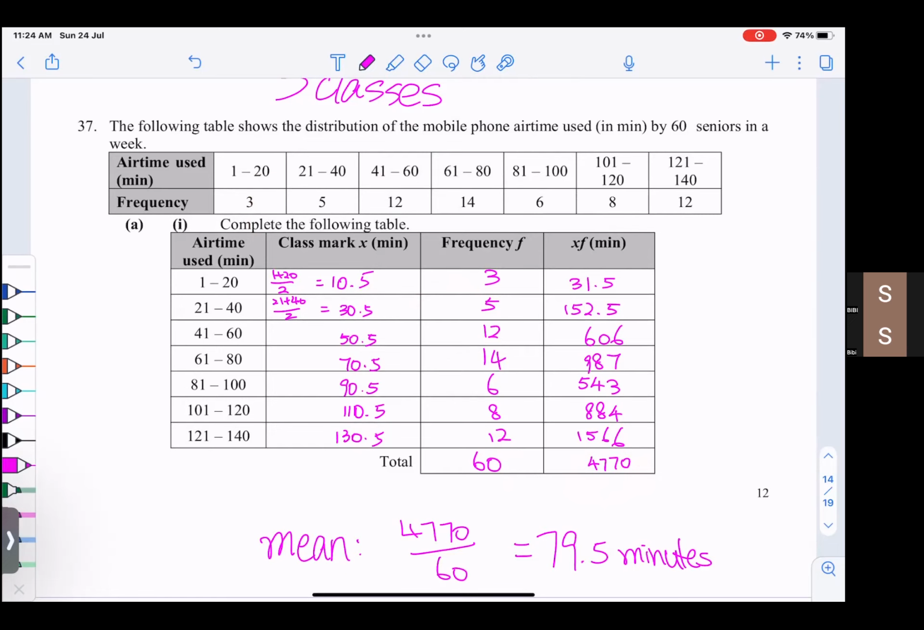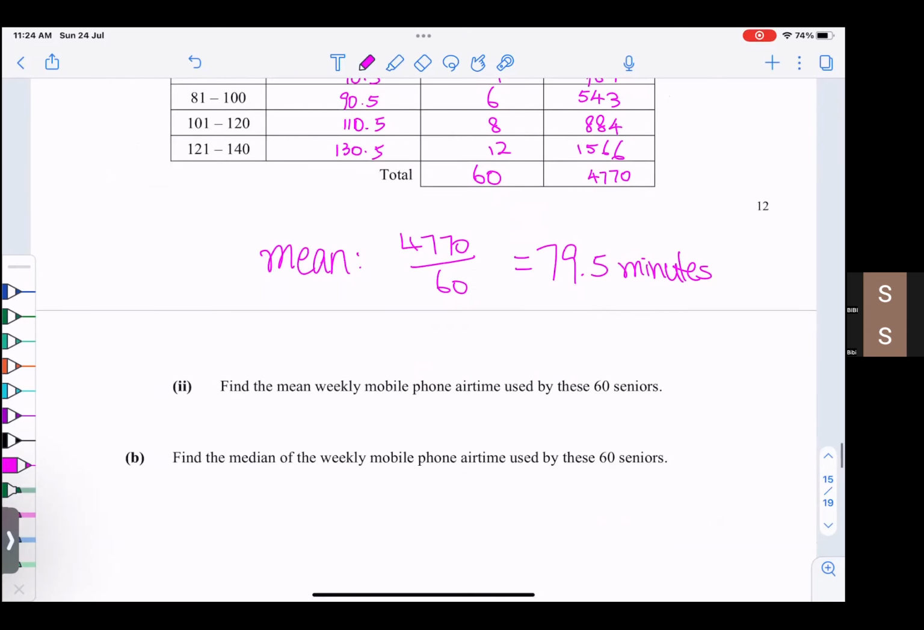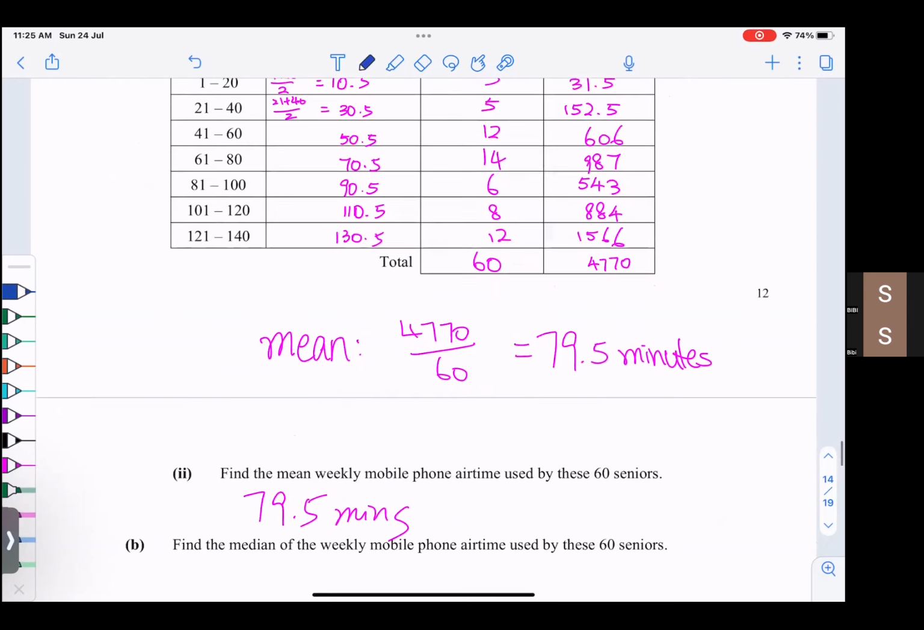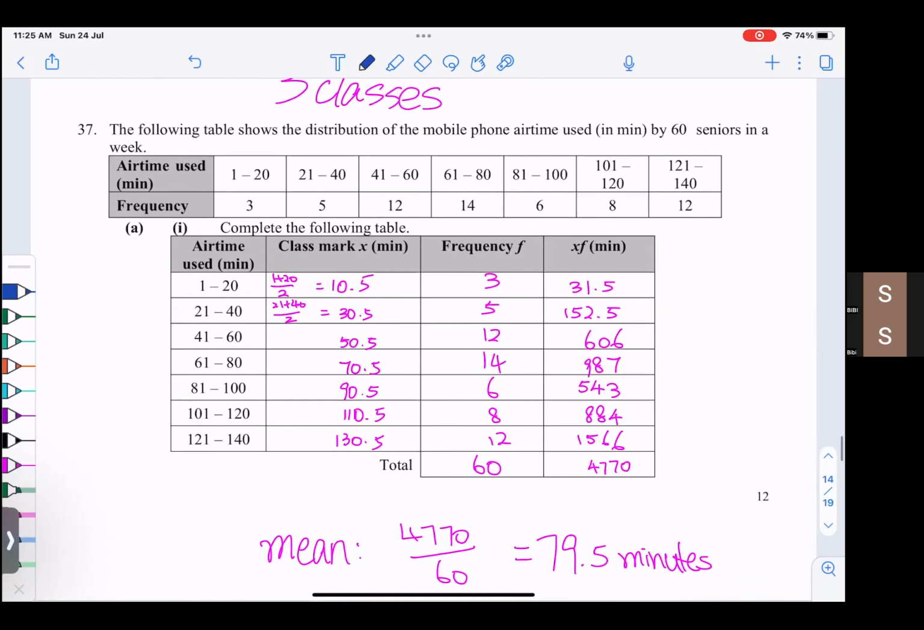All right, next thing, median. How do we find median? Median is something in the middle. How do we know what is middle here? Again, it's 60 people, so 60 divided by 2 will be the 30th plus the 31st divided by 2. So where does the 30th and the 31st come?